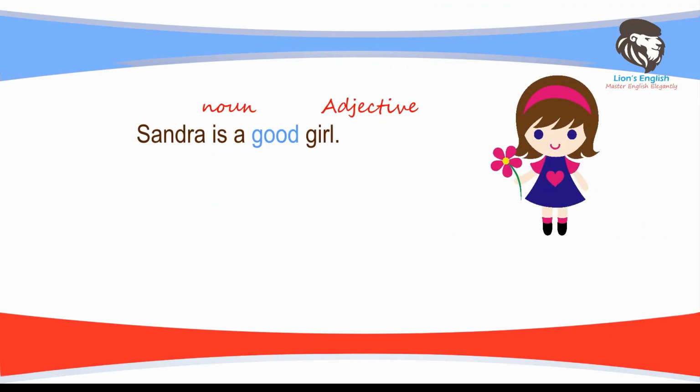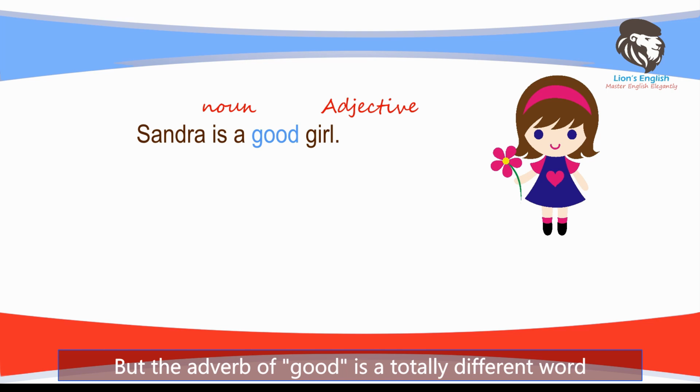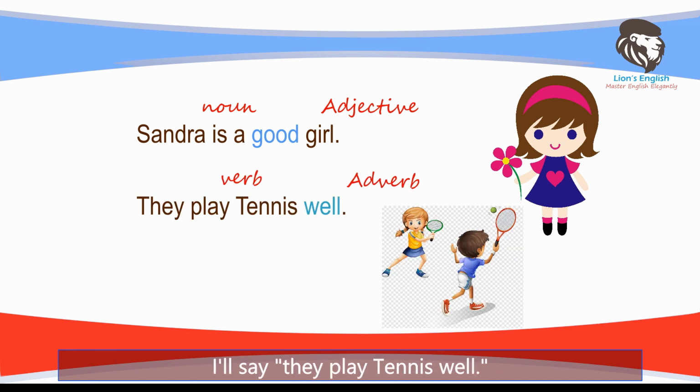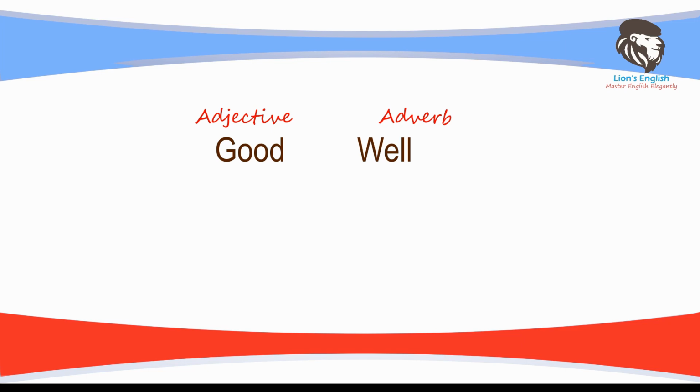Sandra is a good girl. So here I use the adjective good to describe the girl Sandra. But the adverb of good is a totally different word, which is well. So if I want to describe the verb, I'll say they play tennis well. I want to say that they play in a good way, so I use the adverb well. So the adjective is good, but the adverb is well.